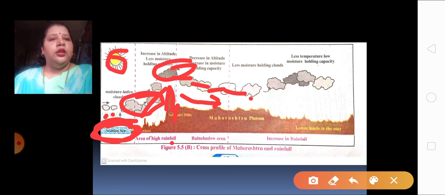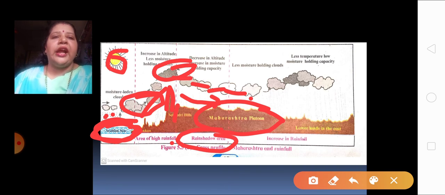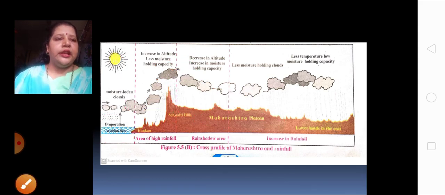So the place over here, that is the Maharashtra plateau, is called a rain shadow area, because by the time the clouds reach here, there is no moisture in them, and there is no rainfall. So the Maharashtra plateau is a rain shadow area. Everybody has understood this picture very nicely? Okay, let's move on with the lesson then.